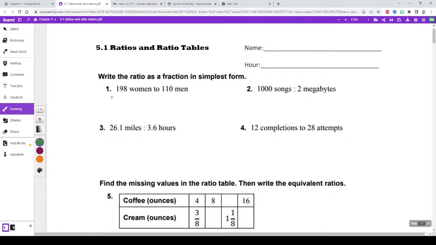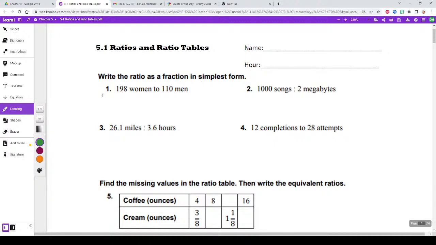But if you look at what the reteaching stuff is, that has some explanations, and that will be a video to help you guys out, but probably not until sometime tomorrow, because that's the best I can do. So write the ratio as a fraction in simplest form.